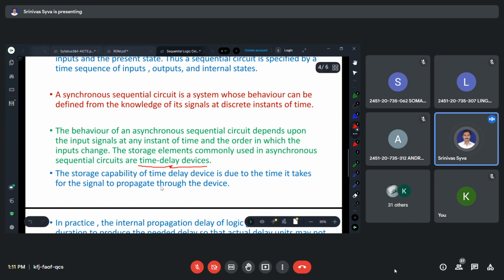The memory is simply arising from the time it takes for the signal to propagate through the device. The signal will take some time to propagate from the input side of the device to the output side. So that time duration itself is providing a concept of storage, the concept of memory.